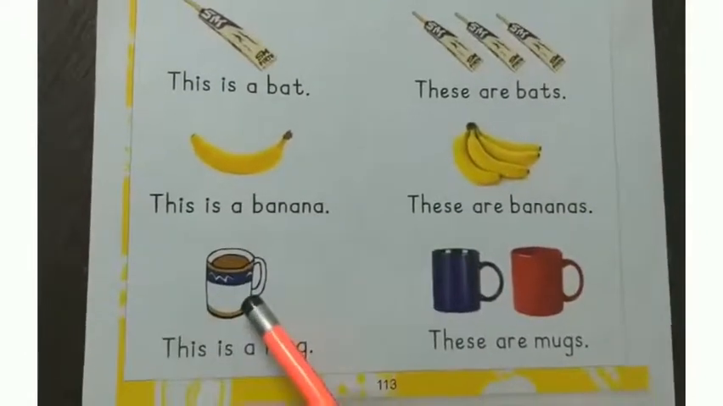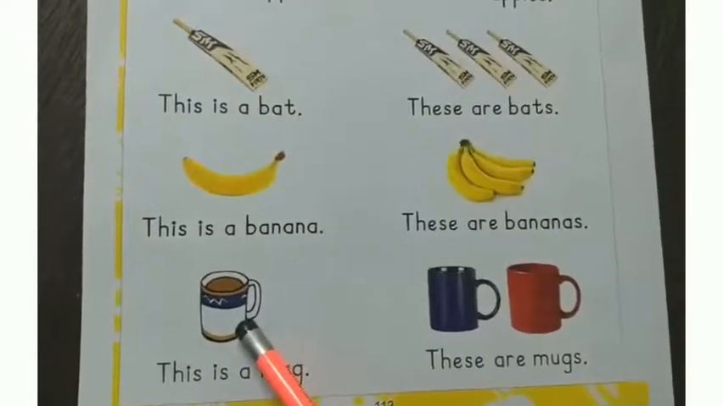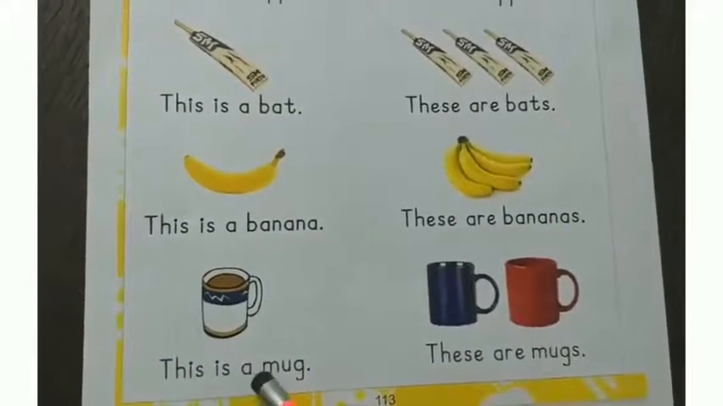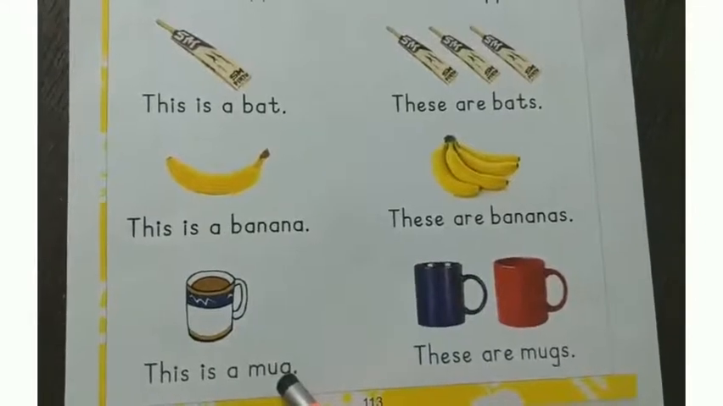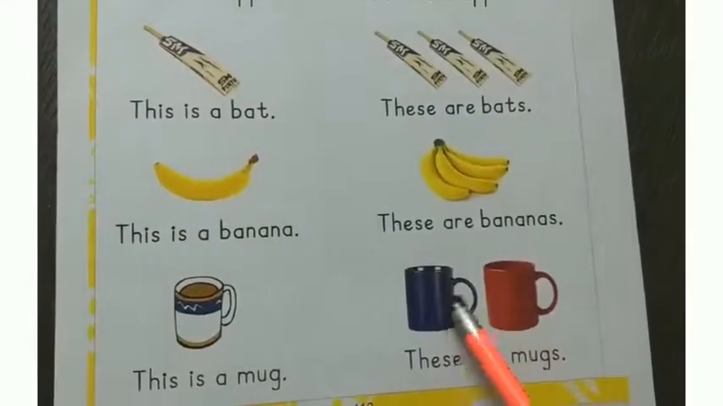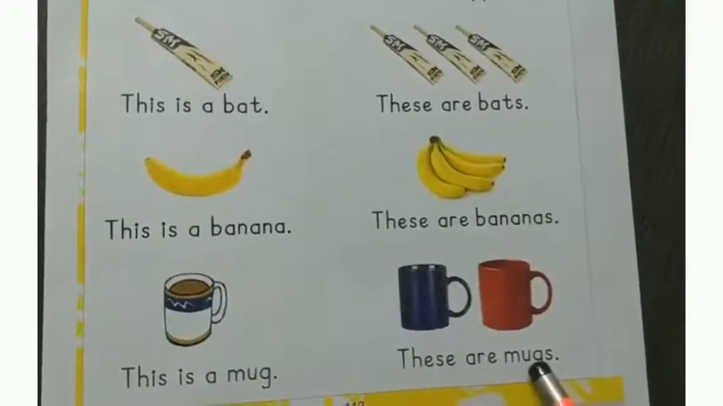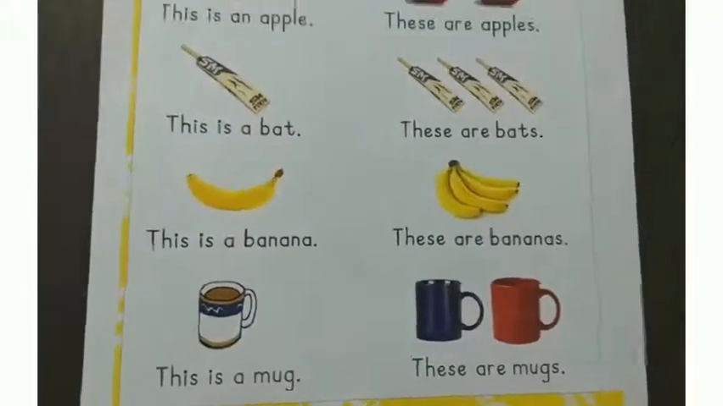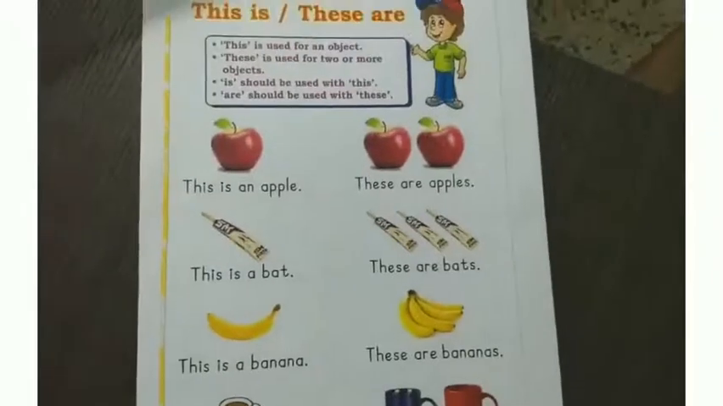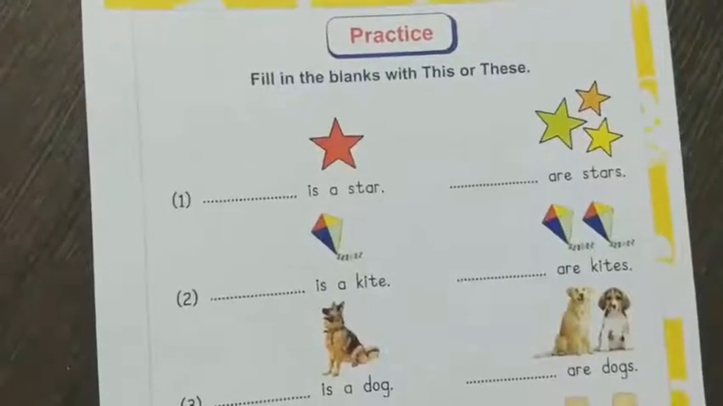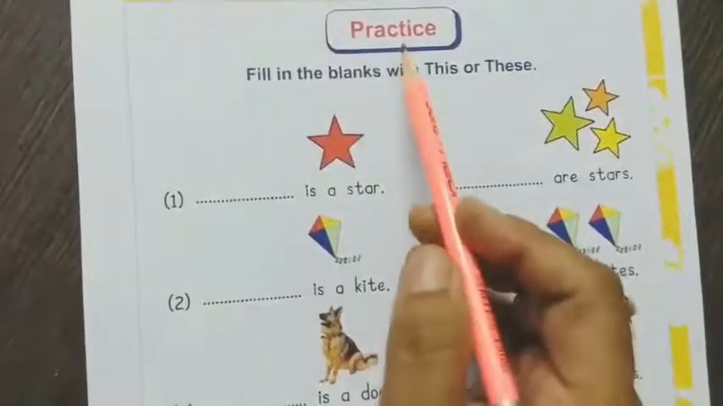Next is a mug. So this is a mug. And here two mugs are given. So these are mugs. Now we will do some practice work on page number 114. Now on page 114 we will do practice work.